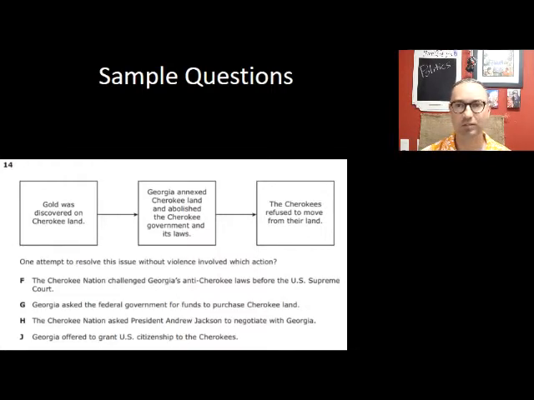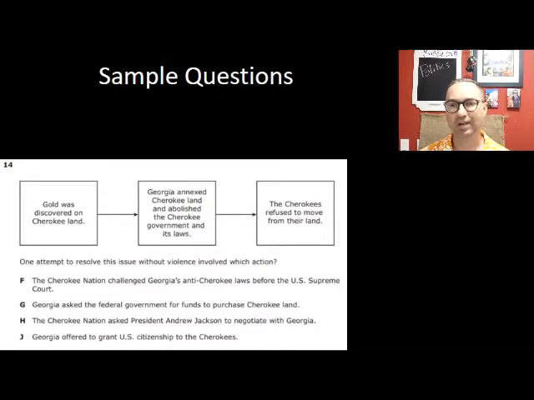So let's take a look at some sample questions, because there are a lot of sample questions about Andrew Jackson and his presidency and the things that happened during his presidency. Let's just dive in. The first thing we're going to talk about is the Native Americans. Gold was discovered on Cherokee land. Georgia annexed Cherokee land and abolished the Cherokee government and its laws. Cherokees refused to move from this land. One attempt to resolve this issue without violence involved which action?